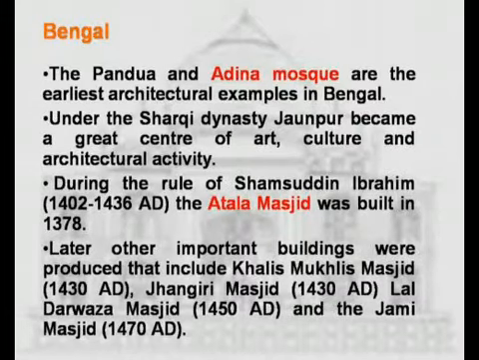Under the Sharqi dynasty, Jaunpur became a great center of art, culture, and architectural activity. During the rule of Shamsuddin Ibrahim, several palaces, mosques, tombs, and other buildings came up, the most important being the Atala Masjid in 1378. Later, other important buildings were produced like Khalis Mukhlis Masjid, Jahangiri Masjid, Lal Darwaza Masjid, and so on.